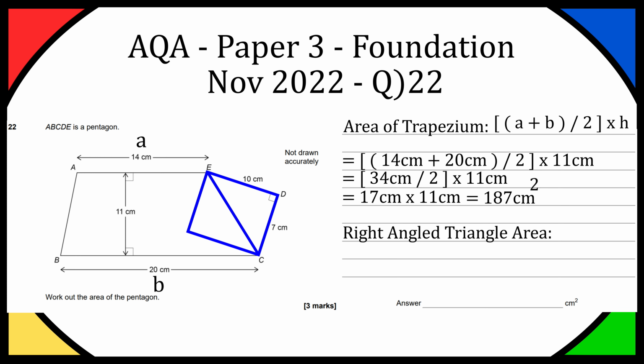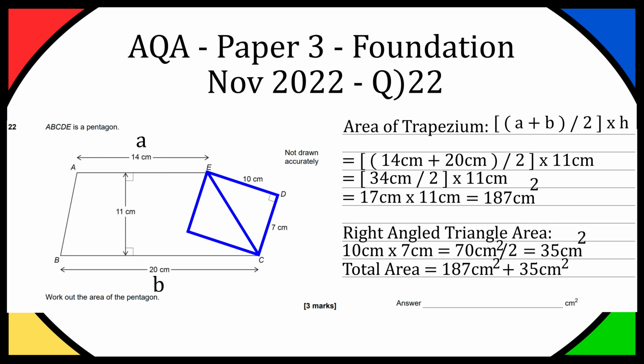So for example, we will do 10 times 7 centimeters. That's equal to 70 centimeters squared, and then dividing it by 2 because we only want half of that area, that gives us 35 centimeters squared. So the final answer is 187 centimeters squared plus 35 centimeters squared, which is equal to 222 centimeters squared. So that's our final answer.